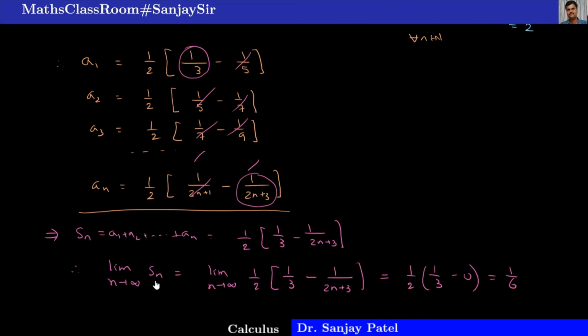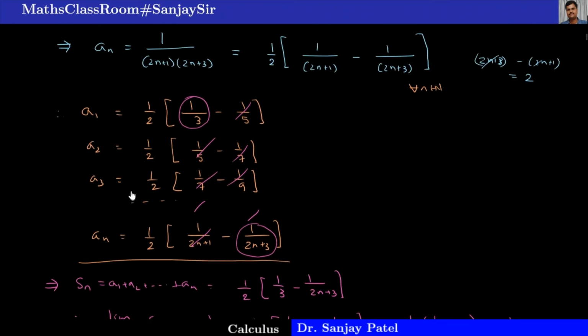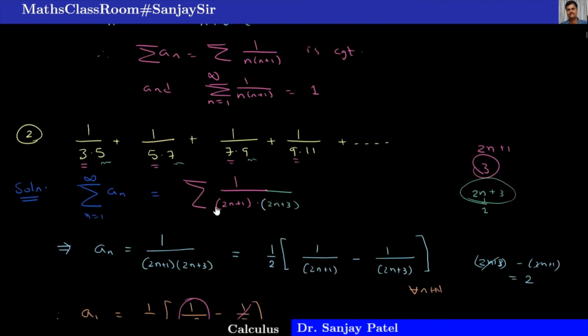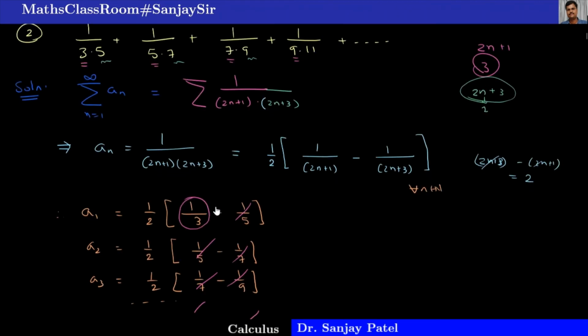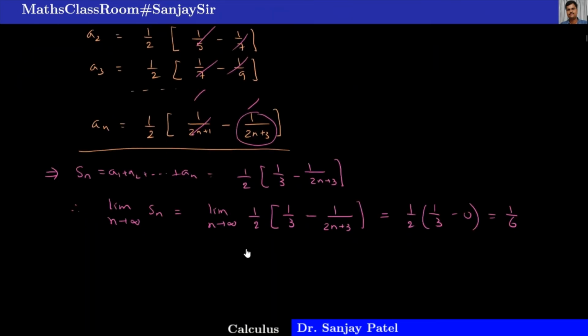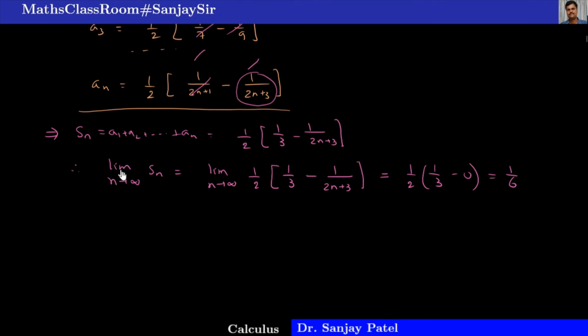So this limit exists, and it is a finite real number, and therefore the conclusion is the given series sigma an, this series is convergent. Not only that, the sum of this series is the value of this limit, that is 1 by 6. So therefore sigma an is convergent, and the sum of this series, so sigma n from 1 to infinity, is 1 by 6. Okay.